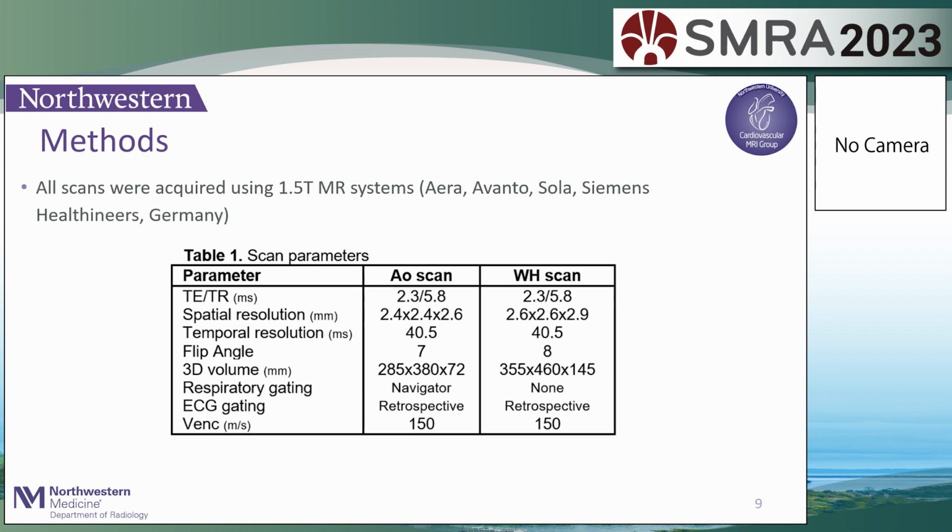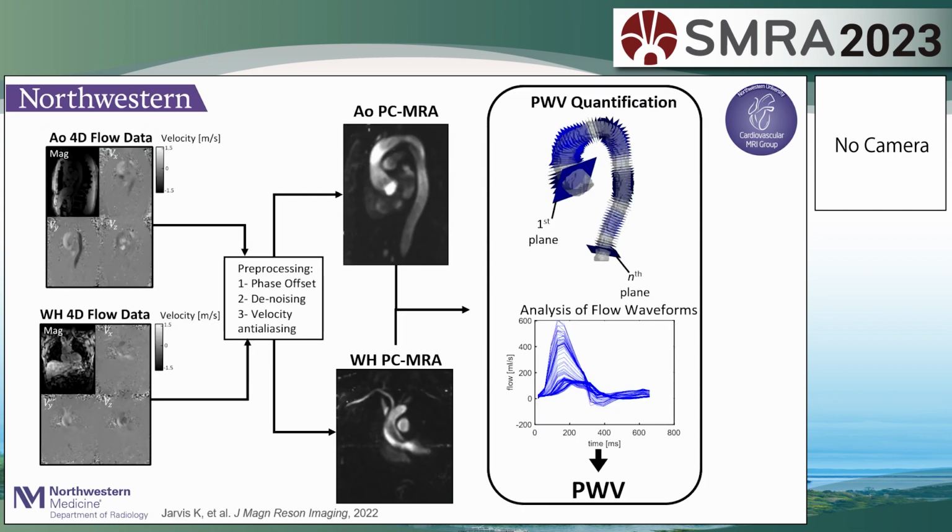All 4D flow MRI scans were acquired using 1.5T MR systems, and you can see here the scan parameters for the 2 protocols. And I would like to highlight that the temporal resolution and rank were the same for both. For patients and controls, aortic and whole heart 4D flow data were manually processed to correct for phase offset, noise, and velocity aliasing. A phase contrast MRA was then generated and used to perform a manual segmentation of the aorta. From this segmentation, a center line was generated and orthogonal planes were placed across the aorta using an interplane distance of 3 millimeters. The flow waveforms were then acquired, and pulse velocity was calculated using the cross-correlation technique.